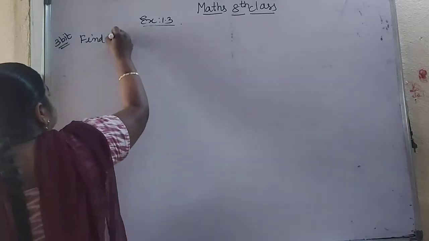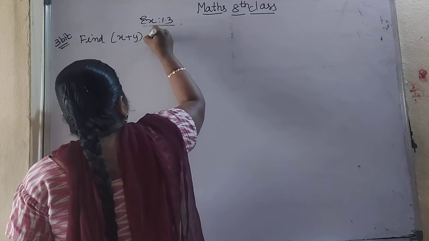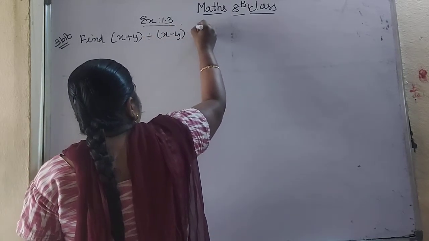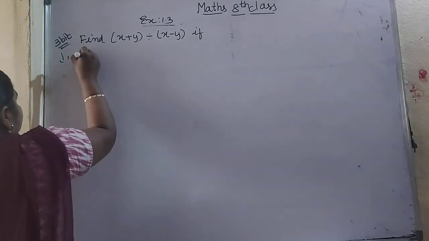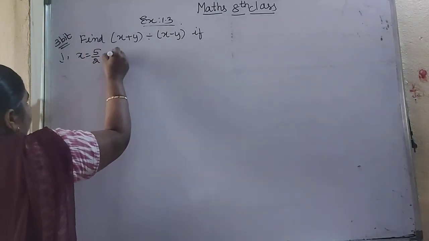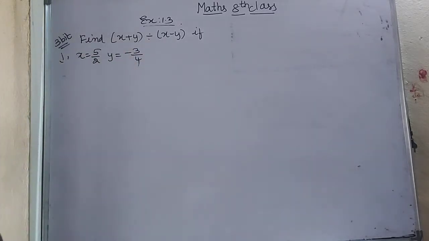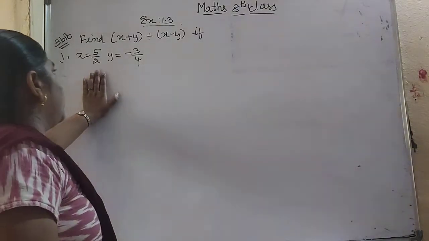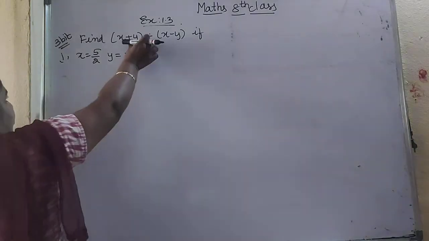Find x plus y divided by x minus y if the first one is x equals 5 by 2 and y equals minus 3 by 4. Now we have to divide x plus y by x minus y, and here in place of x we have to substitute 5 by 2 and in place of y we have to substitute minus 3 by 4. Now substitute in this.